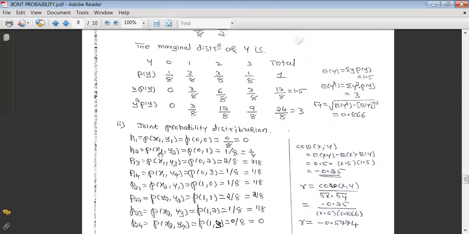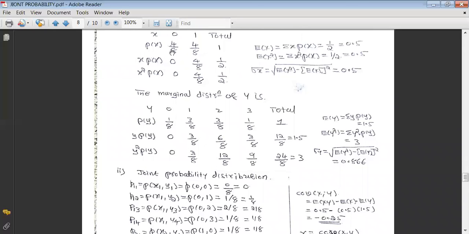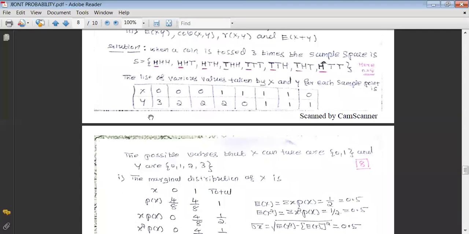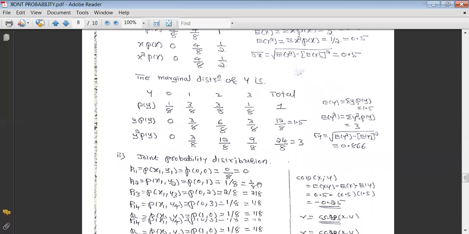Now P of 1 2 means probability of x equal to x1 and y equal to y2. That is x takes the value x1, that is 0, and y takes the value 1. Now in the table here, you look at the case when x takes the value 0 and y takes the value 1. Here x takes the value 0 but y is 3. Here it is 0, 2. Here it is 0, 2. And here, x takes the value 0 and y takes the value 1. This is the only favorable outcome. Therefore it is given by 1 by 8.